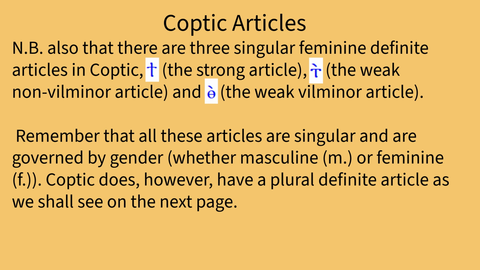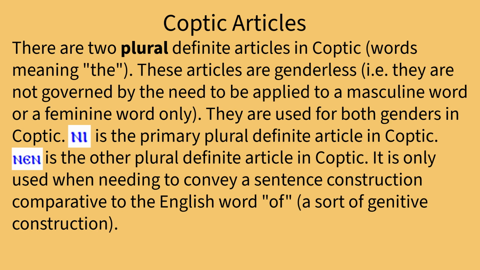Remember that all these articles are singular and are governed by gender, whether masculine or feminine. Coptic does, however, have a plural definite article, as we shall see on the next page. So there are two plural definite articles in Coptic, once again words meaning "the". These articles are genderless, unlike the singular definite articles, i.e., they are not governed by the need to be applied to a masculine word or a feminine word only. They are used for both genders in Coptic.